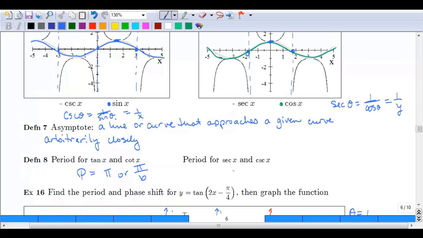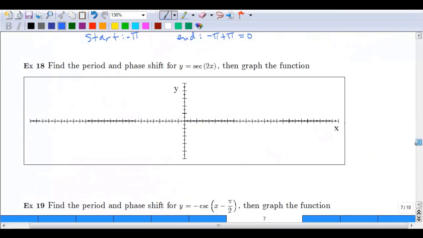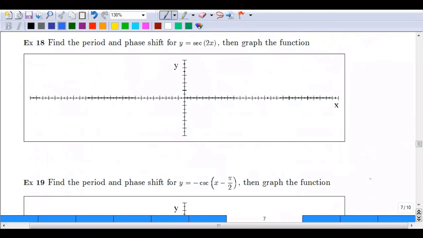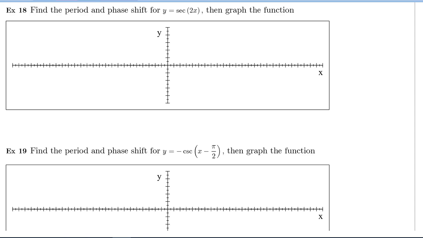Again, the period for secant and cosecant is the same as it was for sine and cosine. It's 2 pi, or if we have to do an adjustment to the period, it's 2 pi divided by b. So let's take a look at an example. For this example, we're going to look at secant. Again, we don't have any stretching factor here. We just have a coefficient of 1 on secant, so it's going to line up with cosine of 2x. We don't have anything to stretch it there.